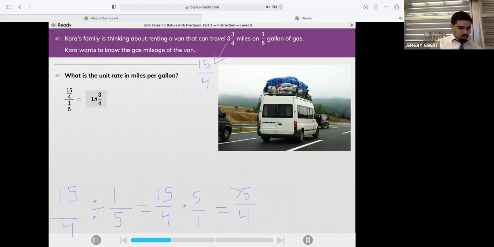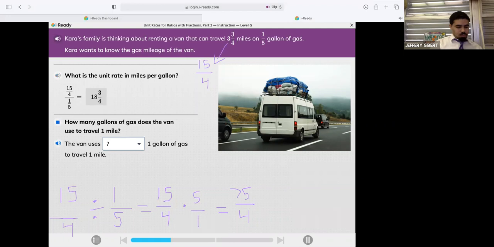You can compare the number of miles and gallons in a different way. How many gallons of gas does the van use to travel 1 mile? All right. So Quincy, you can go 18 and 3/4 miles on 1 gallon of gas. Is it going to take you more than 1 gallon of gas to go only 1 mile, or is it going to take less than 1 gallon to go 1 mile? Less than. Yes, less than.